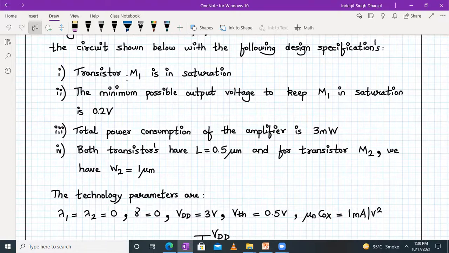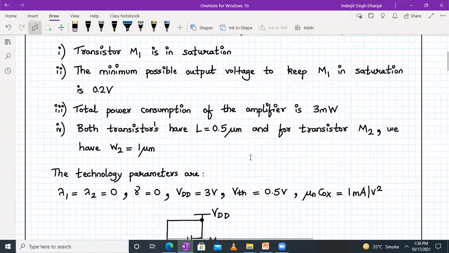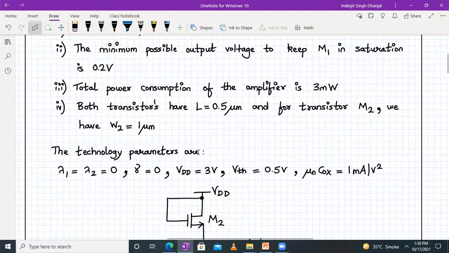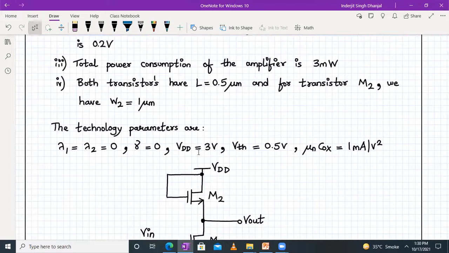Both transistors have the same channel length, 0.5 micrometer. For transistor M2, the width W2 is equal to 1 micrometer. And the technology parameters are given. Lambda 1 and lambda 2 are 0. Gamma is 0 for both the transistors. VDD is 3 volt. VTH is 0.5 volt for both the NMOS transistors. And mu n Cox value is 1 milliampere per volt square.